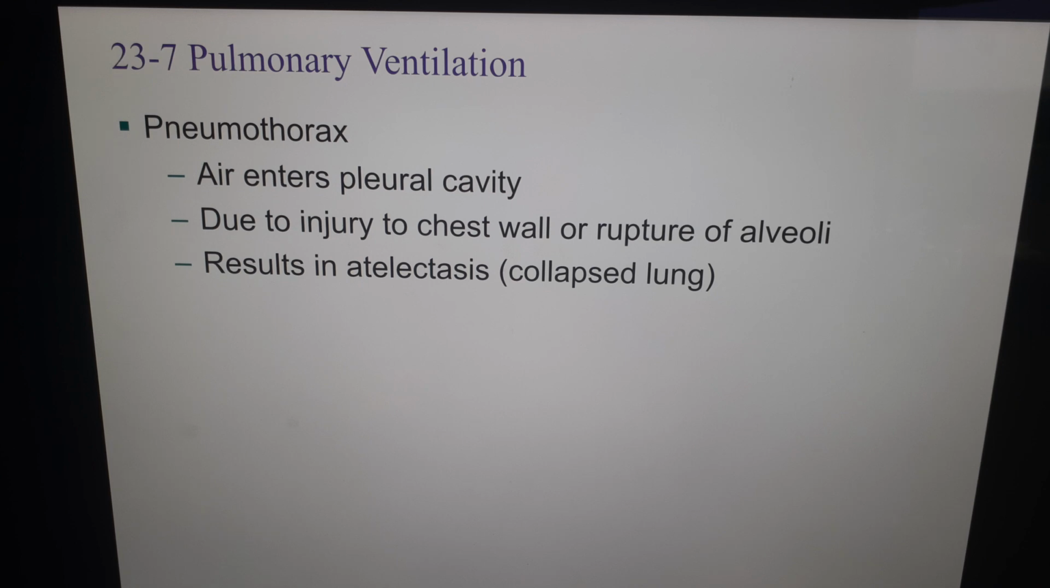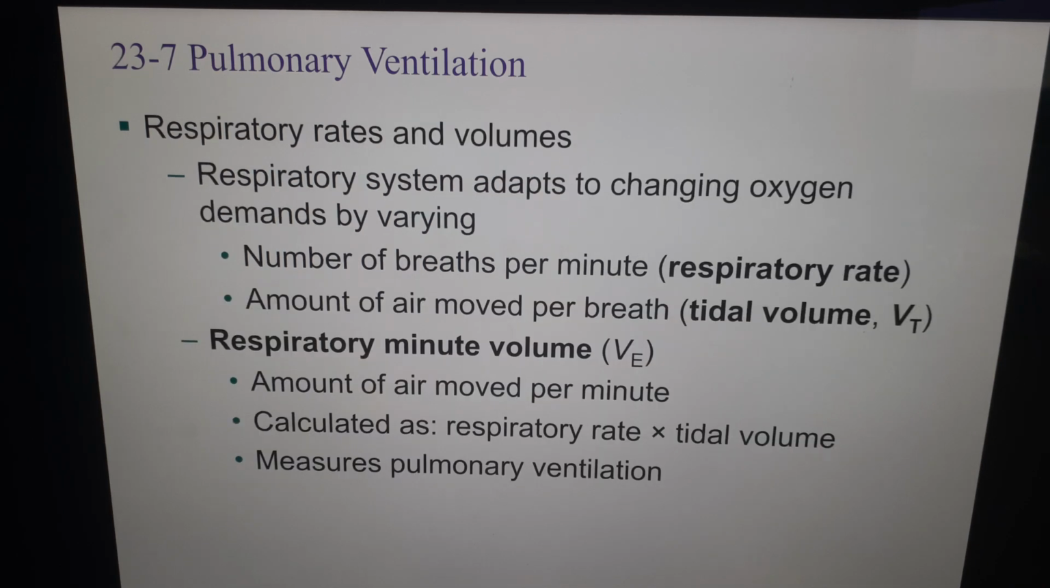And since atmospheric pressure is 1 atmosphere or 760 millimeters of mercury, it's going to push the lungs and crush them. It's going to collapse the lung and push air out of the alveoli. It results in a condition called atelectasis. That's a collapsed lung. So in order to solve a pneumothorax, we actually have to suck air out of the pleural cavity and seal it back up so we can return the lung to its fully inflated position.